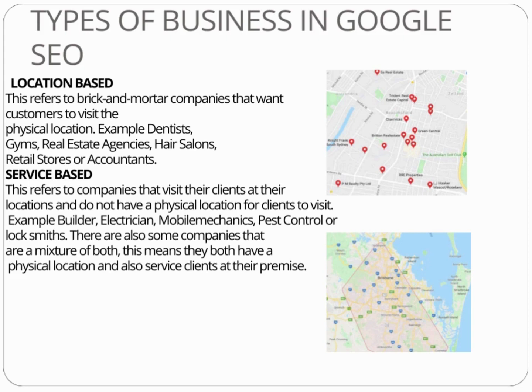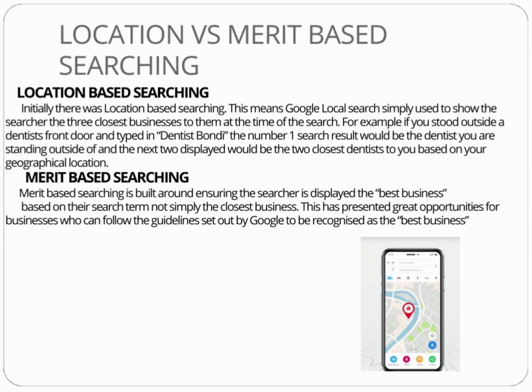The second one is service based. These are businesses that don't have a physical, location-based shop, and they just provide services, like an electrician near you or a pest control person near you. You just have to contact them, book an appointment, and they will visit your place and do what is needed. So that was about the different types of businesses.